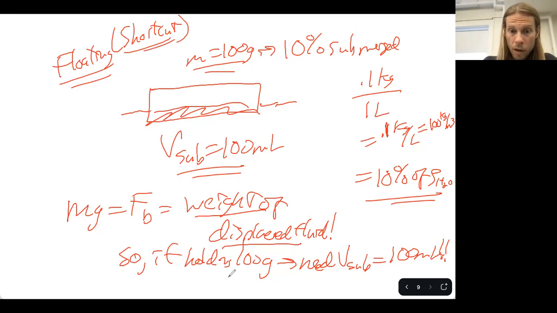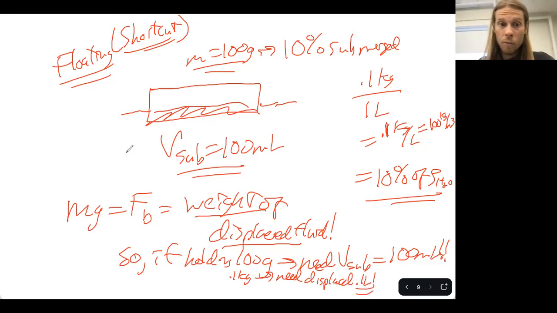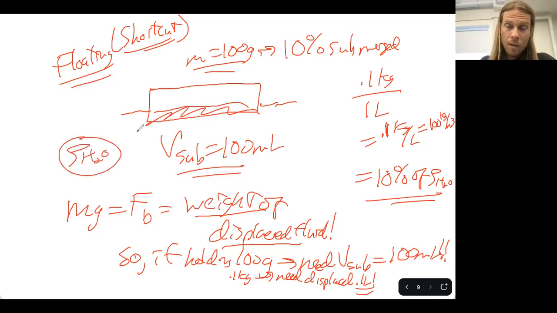Right? If you're holding 100 grams or 0.1 kilograms, you need a displaced volume of 0.1 liters. Because 0.1 kilograms translates to 0.1 liters if we're in water. I don't know if that made any sense. I hope it did, but that's the shortcut, right? If I have 100 grams, that means 100 milliliters is submerged. If I have 5 kilograms, that means 5 liters is submerged, because the weight of the displaced fluid will always match gravity.